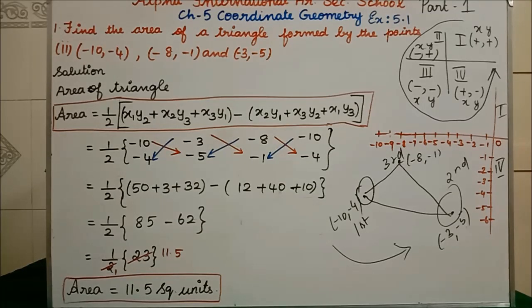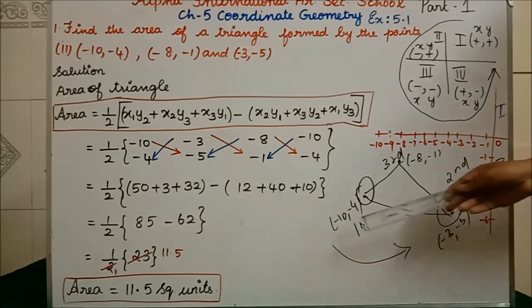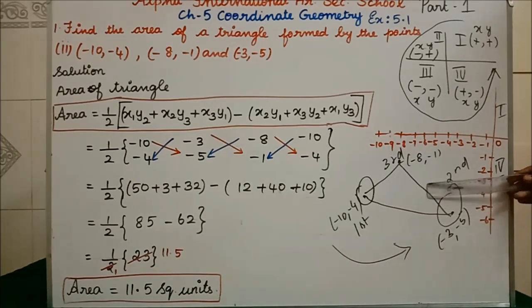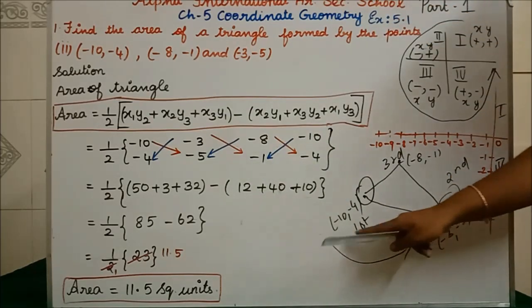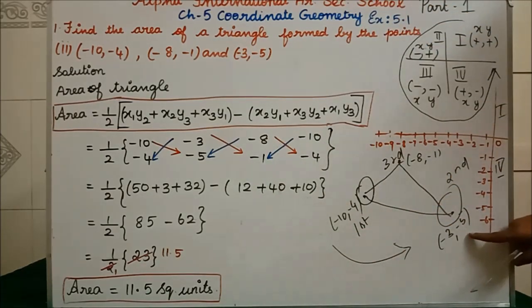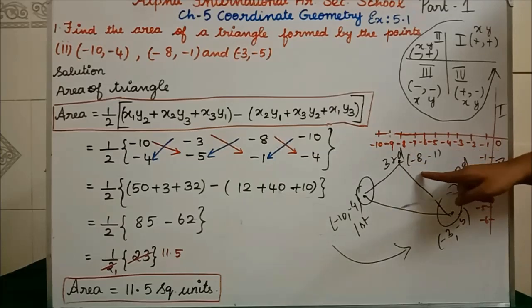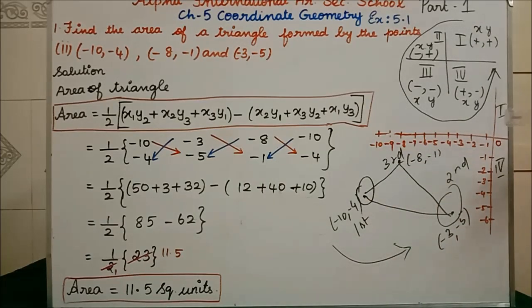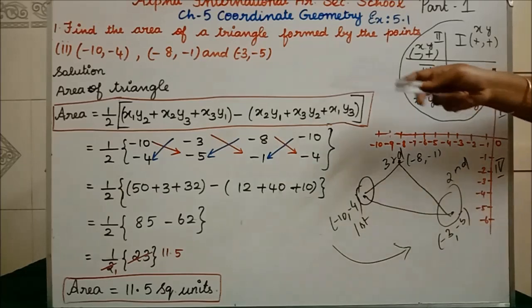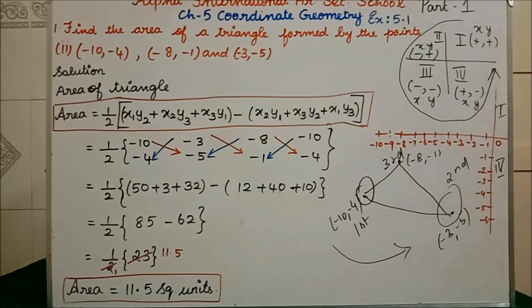So only we are going to plot the points in the graph. Afterwards we are going to take the points in the anti-clockwise direction. Clear? We are going to plot the graph roughly. Afterwards you have to take first point, that is our first point. Then in anti-clockwise direction, which is our second point, this, and then this is our third point. So according to it we have to write here, and then only we have to start cross multiplication. Clear all of you the first question?